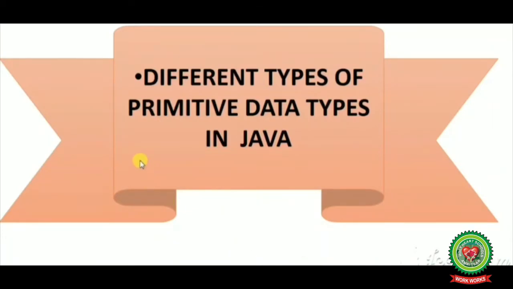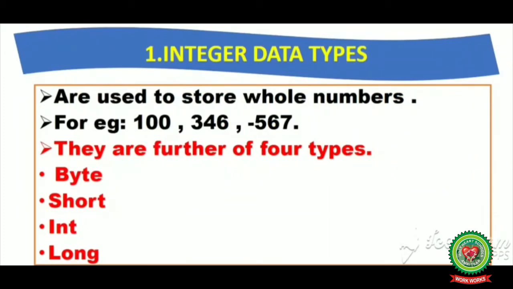Now we will discuss the different types of primitive data types in Java. Number 1, integer data types, are used to store whole numbers. For example 100, 346, minus 567. This means that integer data types can be positive or negative. If no sign is there, it means positive by default, and if a negative sign is there, it means negative. Integer data types are further of 4 types: byte, short, int and long.